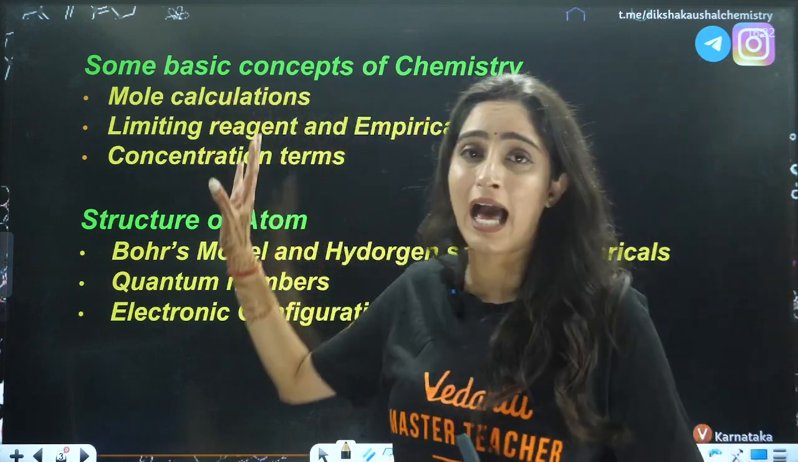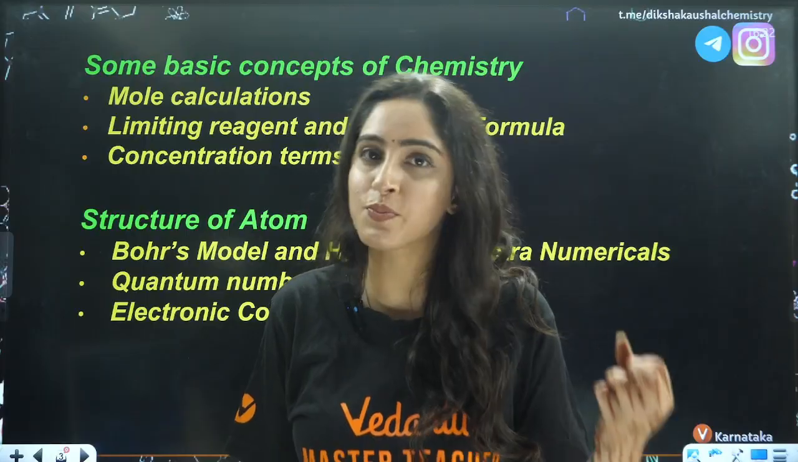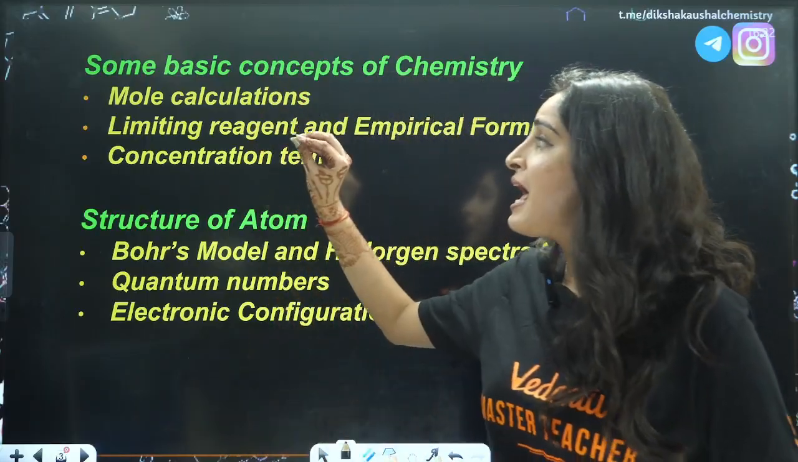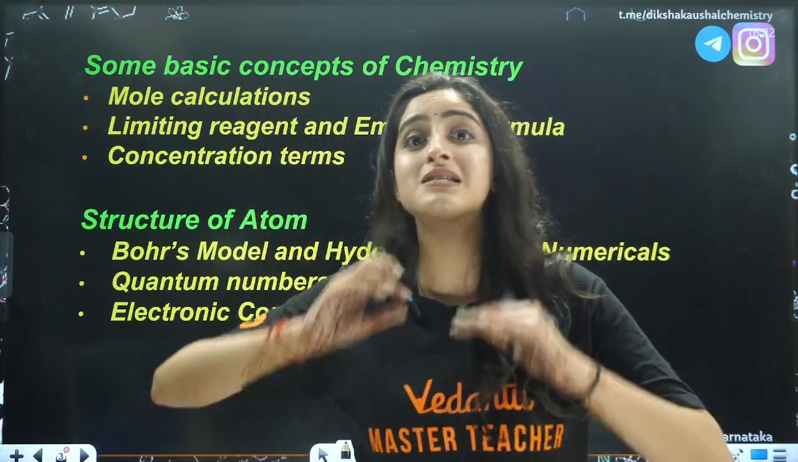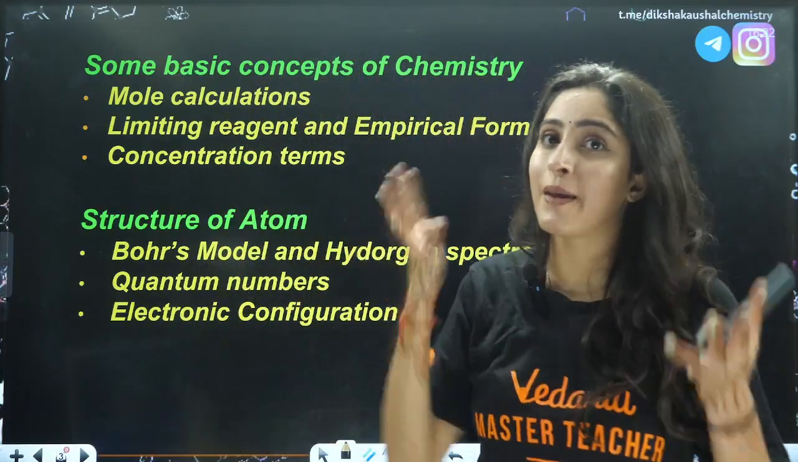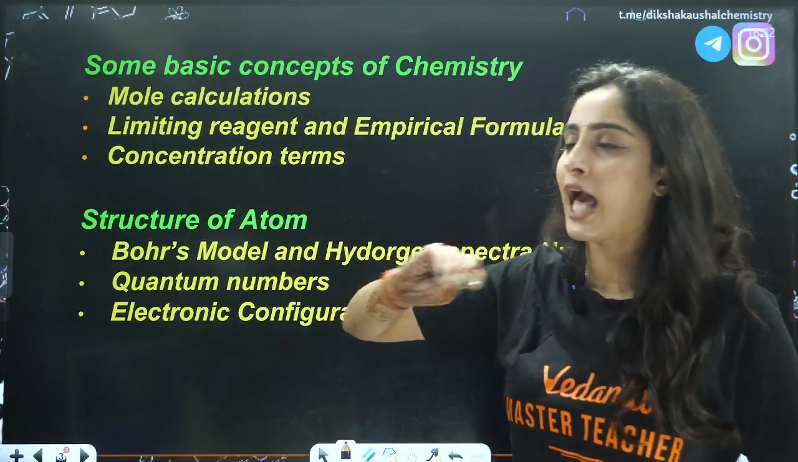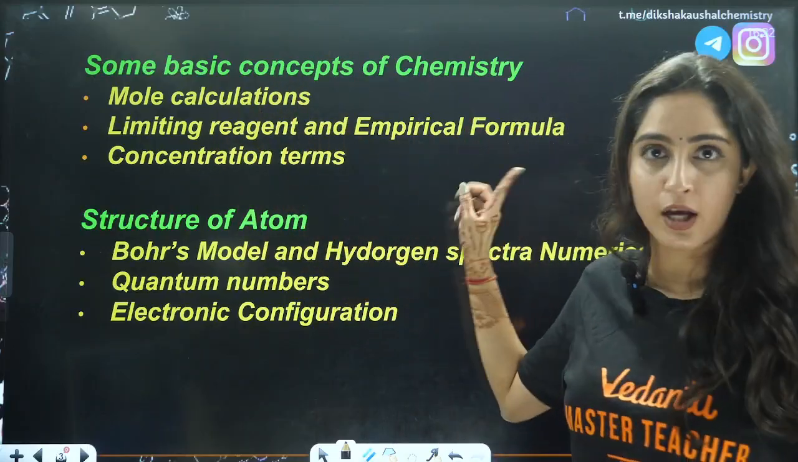chemistry. First is mole calculation. Now students, see, this chapter directly not the questions are asked, but the questions are asked from mole concept and concentration terms, which is linked to solution chapter of PU2, right? So these two things are the basis of physical chemistry that you need to know. Next is direct question can be asked from limiting reagent and empirical formula.